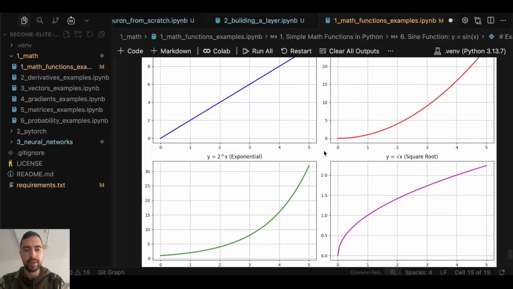And so that's going to be math functions. I recommend you play with this, make sure you understand this, and we can go on to the next lesson.